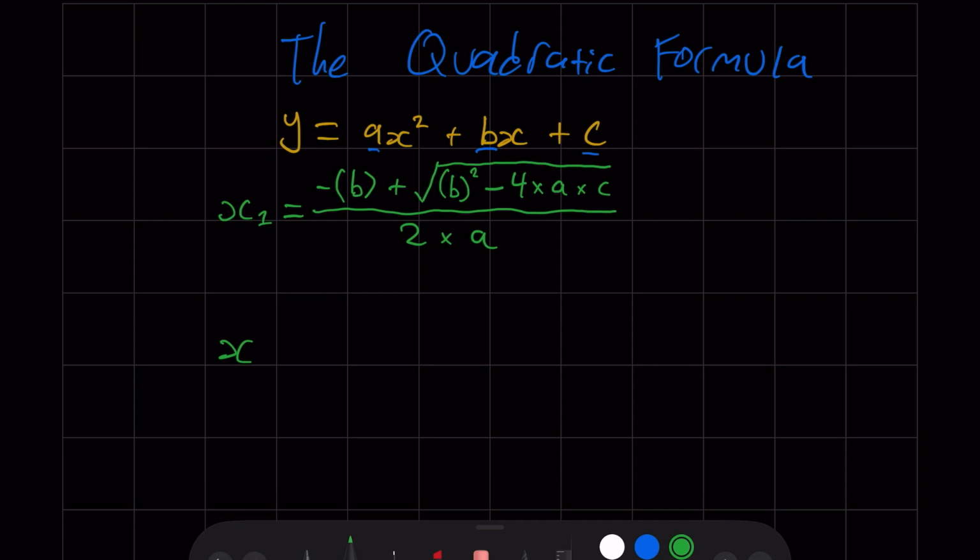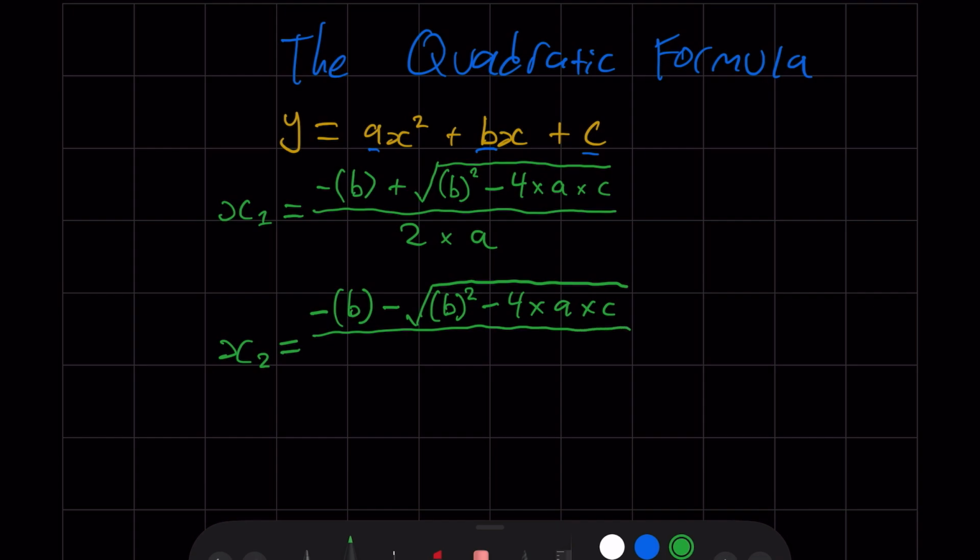Now our second x-intercept that we can find with this, I'll write it out. We start with negative b in brackets minus the square root of b squared minus 4 times a times c. All of that is in the square root. And this is all divided by 2 times a.